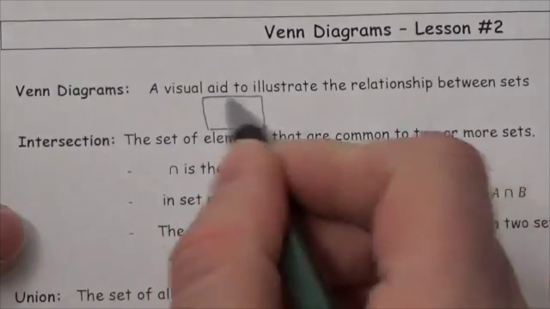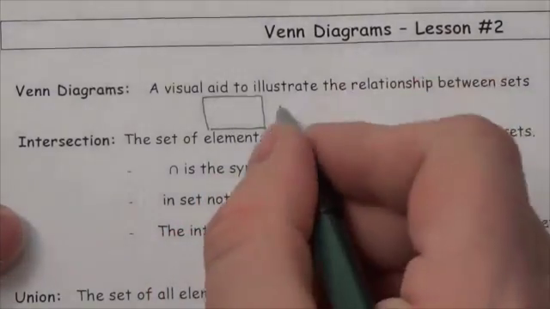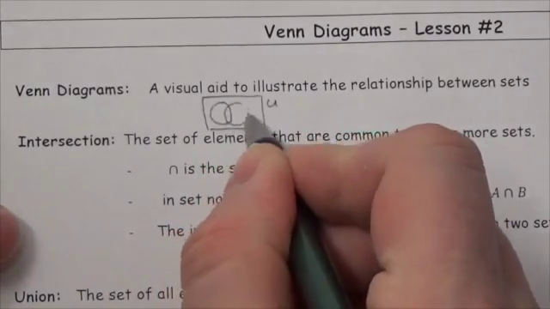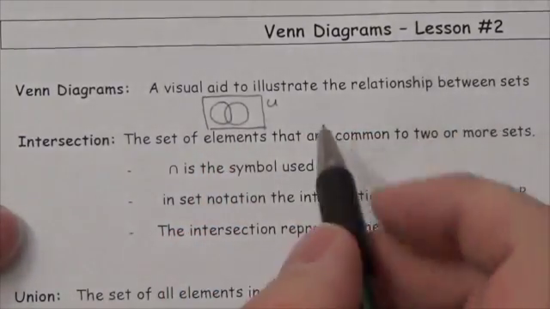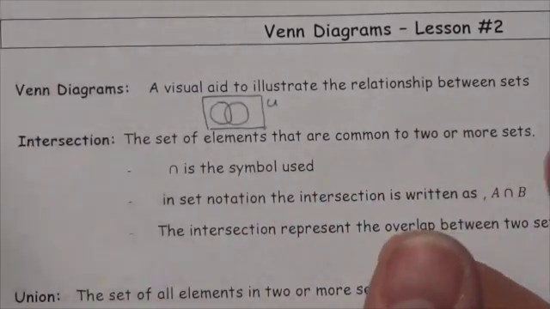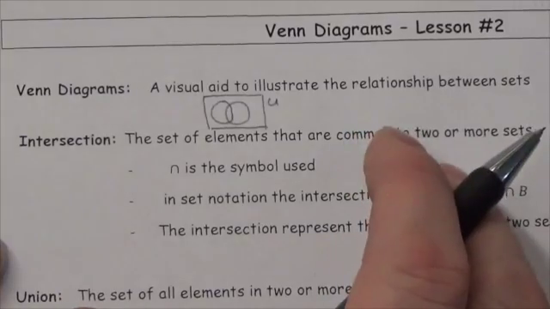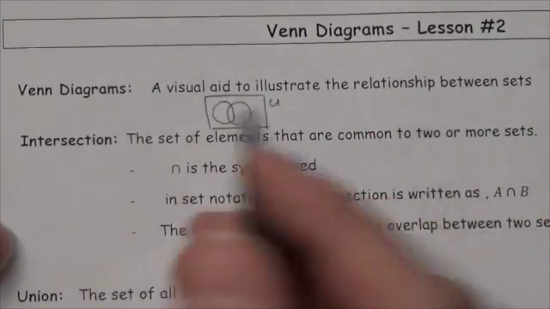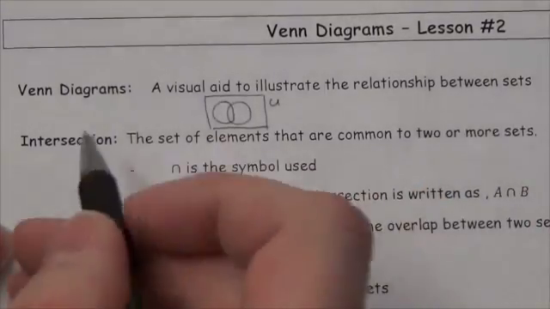So usually what we do here is we use a box again to represent our universe, and then we'll use circles to represent the different sets. Okay, and how those circles overlap, or if they do overlap or if they don't, we use that to illustrate the relationships between the sets. Now, a couple of operations that we want to know about here.